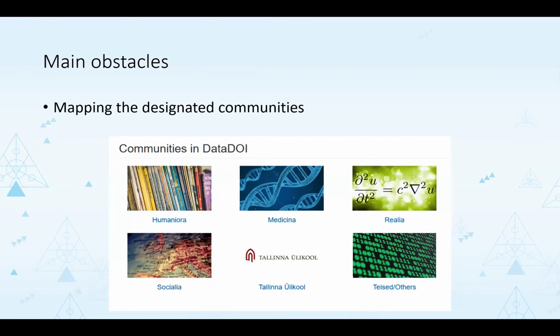So maybe now I move on to the biggest obstacle that I already mentioned: we really don't know what our communities need. We haven't had the chance to map the needs of our designated communities. And as it turned out from this COAR Trust Seal guided training, it's a pretty big problem.